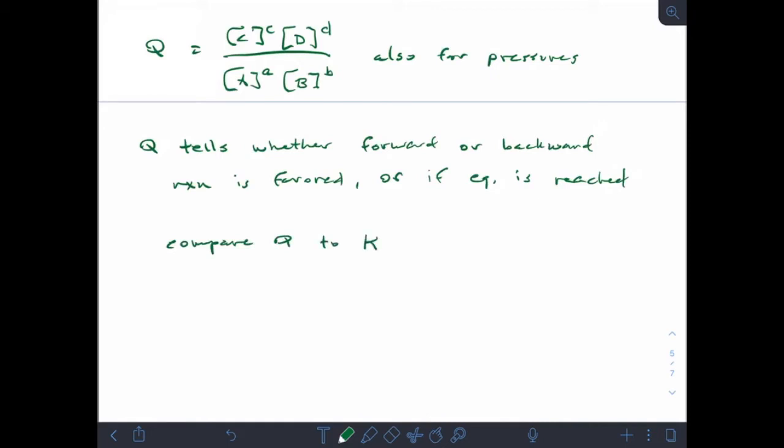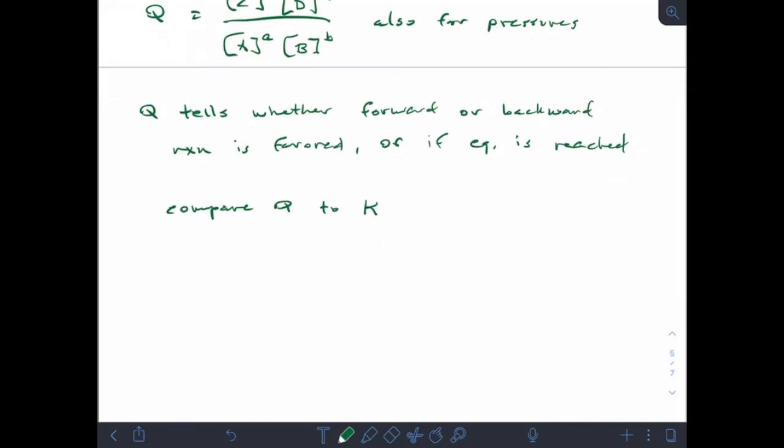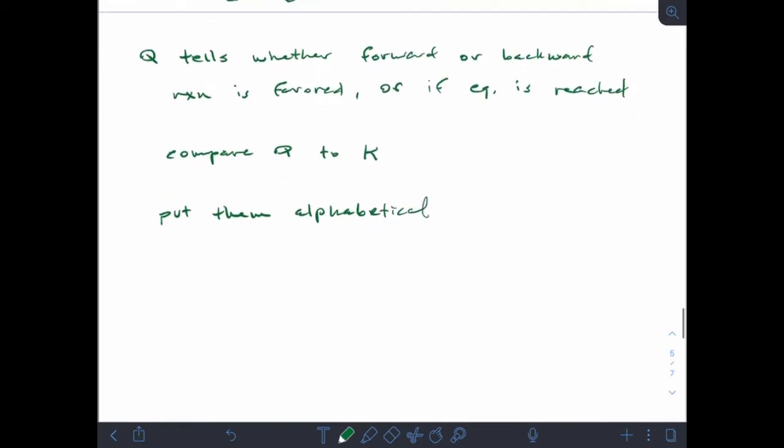Okay, and we set this up alphabetically. Okay, so it's one thing to memorize Q greater than K or K greater than Q. If you're good at memorizing things, great. I was never good at memorizing things when I was a student. So the easiest way to not have to memorize things is to put them alphabetically. Alphabetical. Right? K comes before Q in the alphabet, right? So if you set that up correctly, then the arrow tells you which direction the reaction goes.